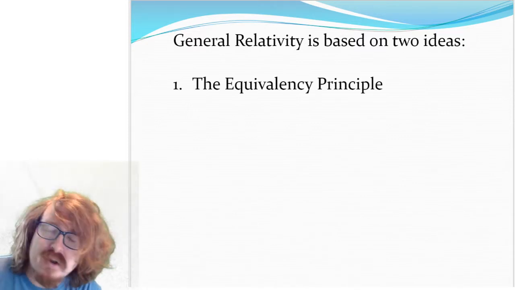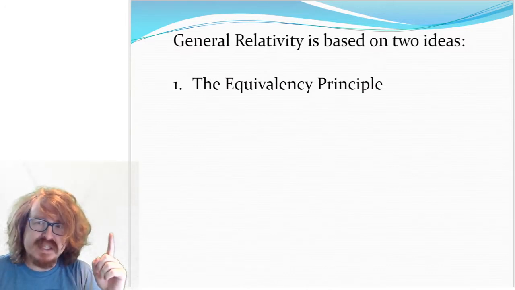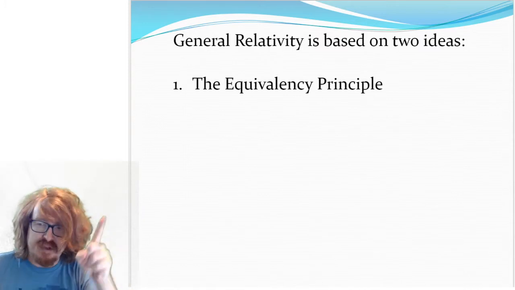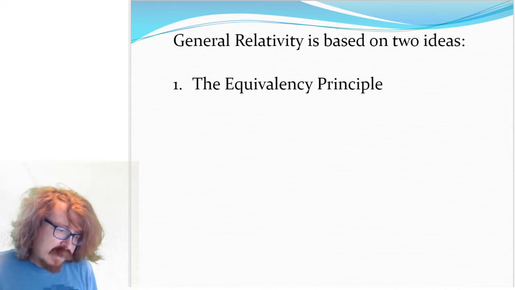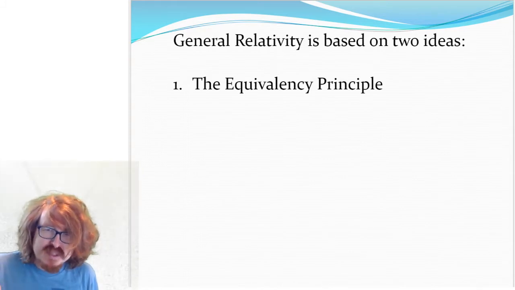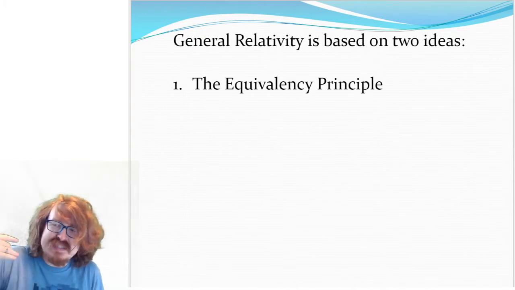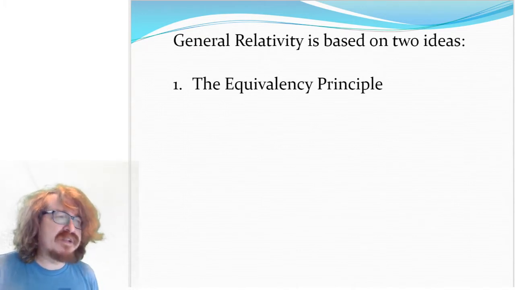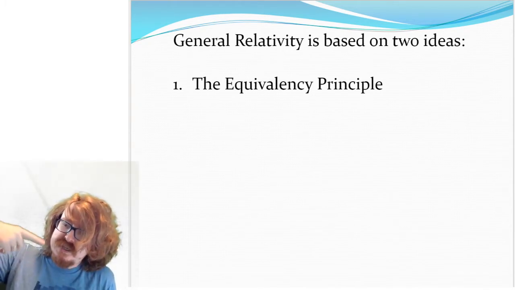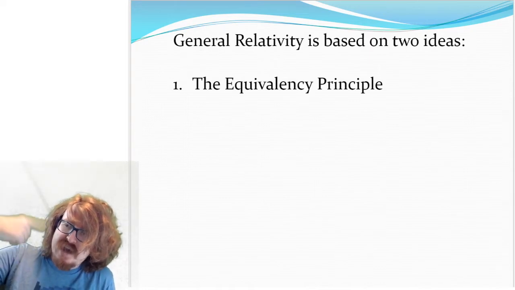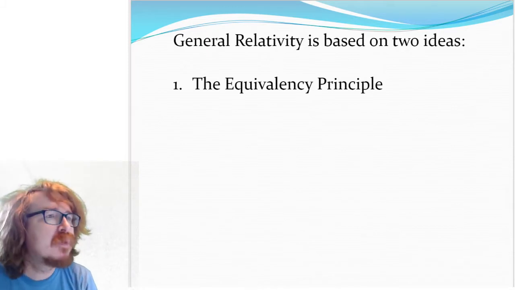And the first one is called the equivalency principle. Okay, so the first thing general relativity is based on is the equivalency principle. If I just tried to put the equivalency principle into words right now, it wouldn't make a lot of sense. It's going to be easier if I just give you guys an example of the equivalency principle, and then we'll get how to put it into words. Okay, so here we go. Let's figure out a situation.